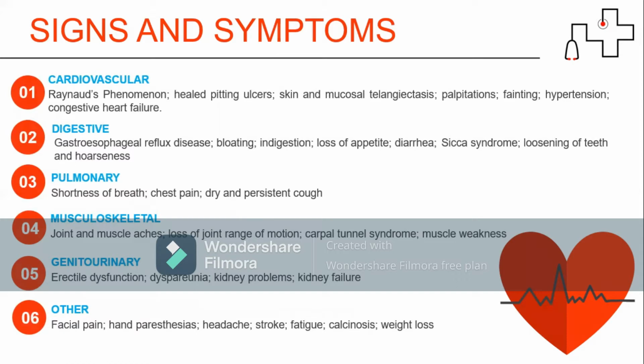due to acid reflux. Pulmonary system: shortness of breath, chest pain due to pulmonary artery hypertension, and dry and persistent cough. For the musculoskeletal system, joint and muscle aches, loss of joint range of motion, carpal tunnel syndrome, and muscle weakness. For the genitourinary system, erectile dysfunction, dyspareunia, kidney problems, and kidney failure. Lastly, for other systems, facial pain, hand paresthesias, headache, stroke, fatigue, calcinosis, and weight loss.